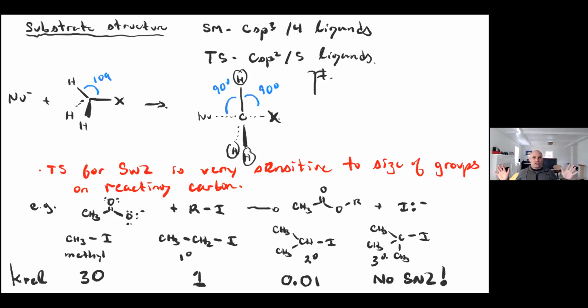So methyl is great. You can always do an SN2 on a methyl substrate. Primary, also very good. No problems with SN2. I'm going to skip to tertiary. Tertiary, never an SN2. Never, ever, ever. You get the idea. Never SN2. So those are the limiting cases.